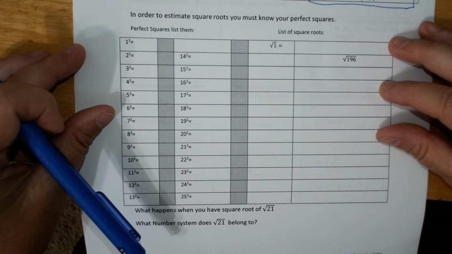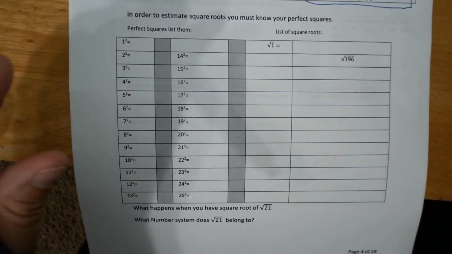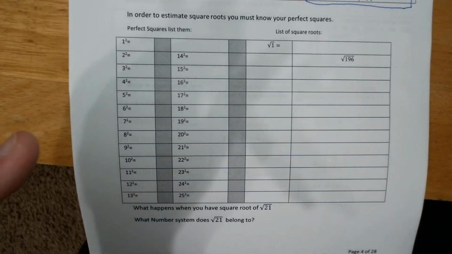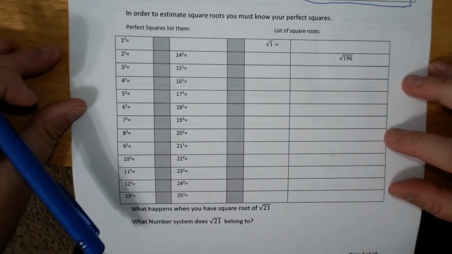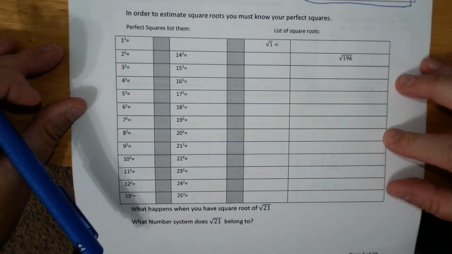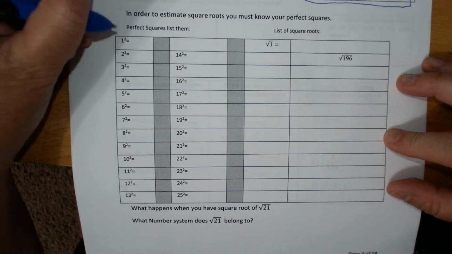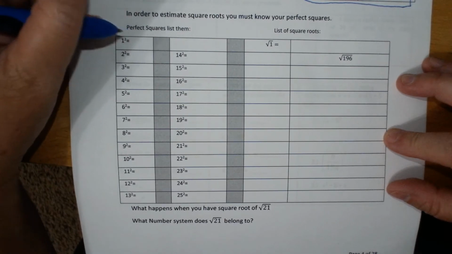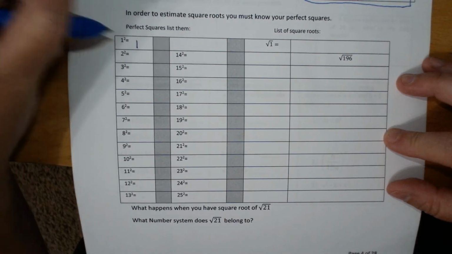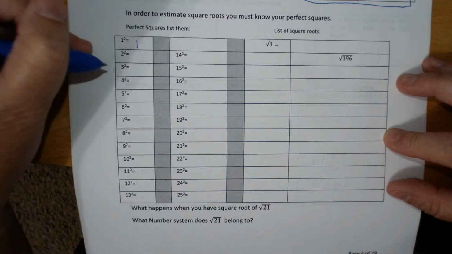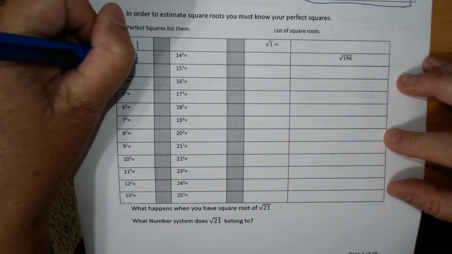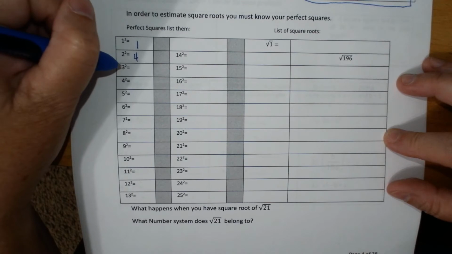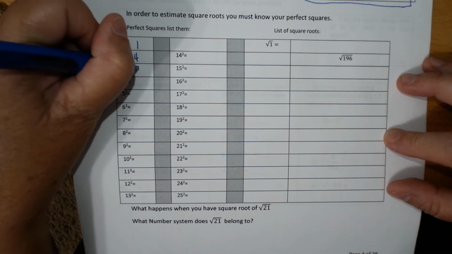So I'm just going to go through and list these. You can write them. You can use your calculator to calculate them. This will help speed you up when you recognize them and memorize them. So 1 squared is 1 times 1, which is 1. 2 squared is 2 times 2, which is 4. 3 squared is 3 times 3, which is 9.